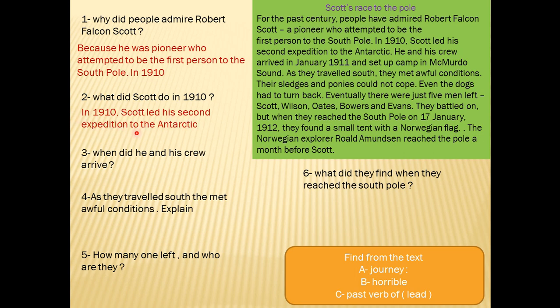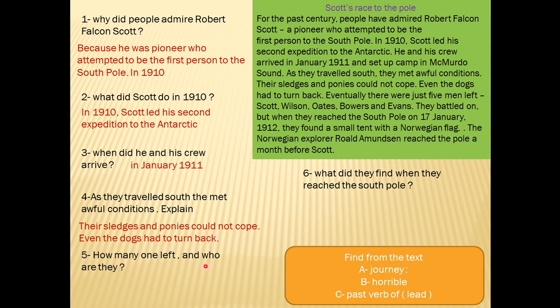Expedition to the Antarctic. When did he and his crew arrive? Yes, they arrived in January 1911. As they traveled south, they met awful conditions. What were the awful conditions that they met? Yes, here their sledges and the ponies could not cope, even the dogs had to turn back.